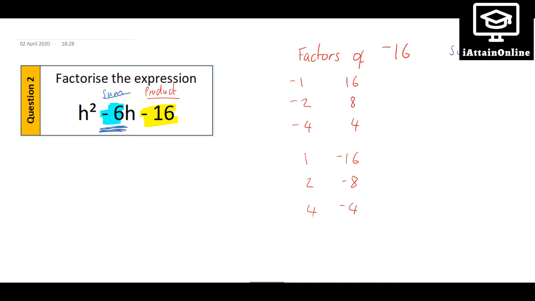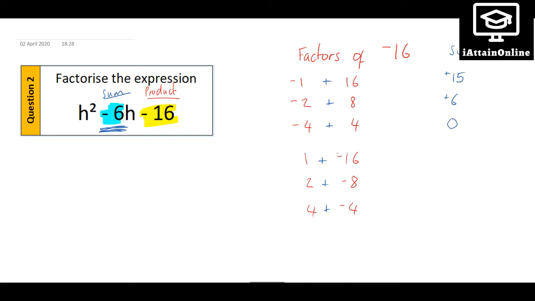So for each of these pairs of numbers, I'm just going to work my way through and we're going to add them up. Negative 1 plus 16 gives me positive 15. Negative 2 plus 8 gives me positive 6. Negative 4 plus 4 gives me 0.